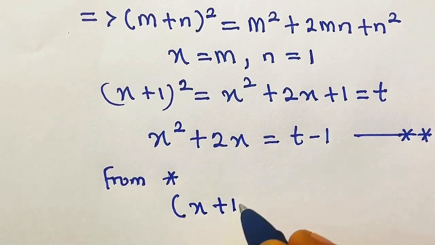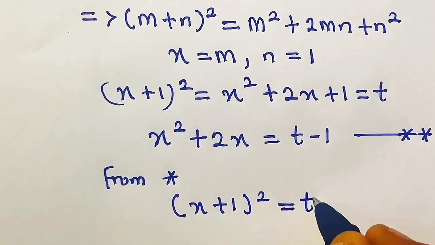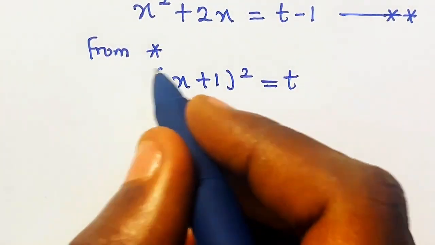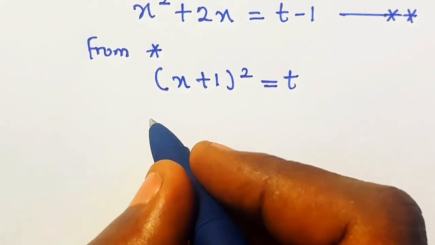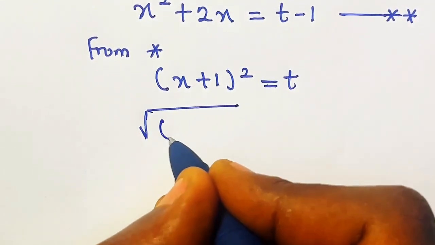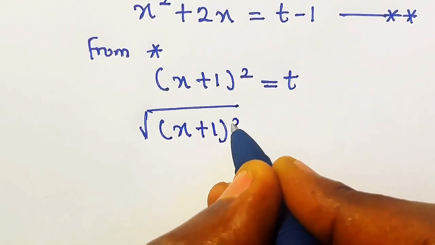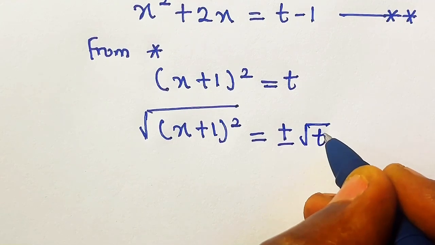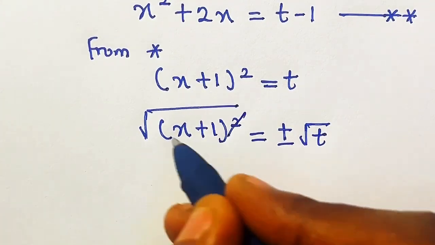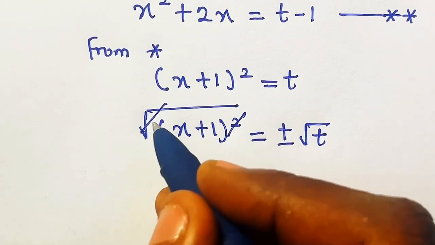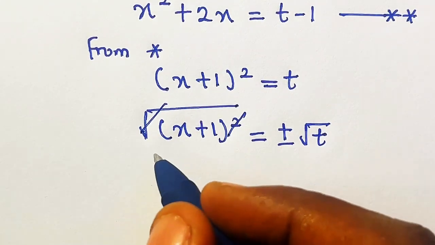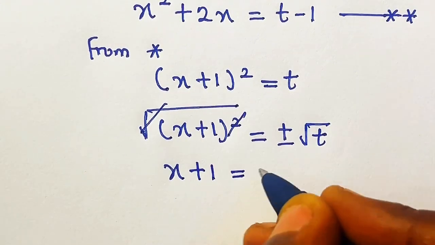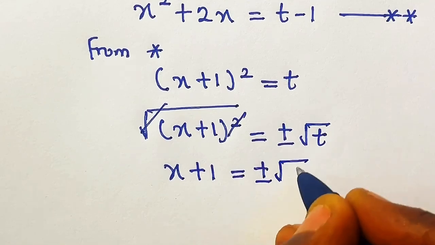x plus 1 squared equals t. What we are going to see here is if we square root both sides, we will have the square root of x plus 1 squared equals plus or minus the square root of t. So then the square will cancel the square root. Then we will have x plus 1 equals plus or minus root t.